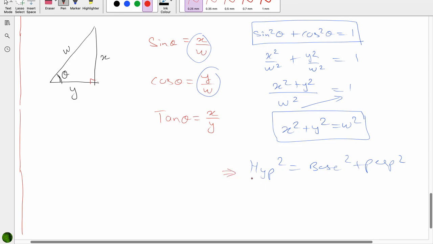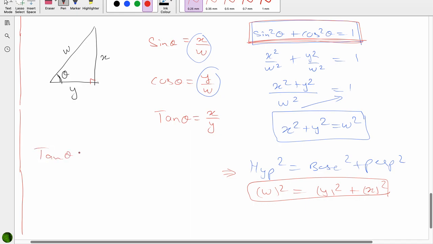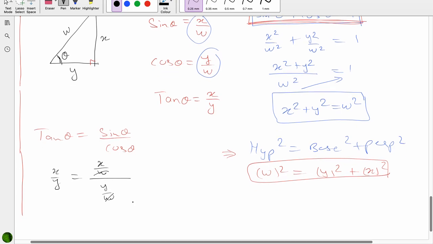This was something you did in grade 6. Hypotenuse square is base square plus perpendicular square. So yes, left hand side is equal to right hand side. You just have to memorize this: sin square theta plus cos square theta is equal to 1. The other thing was tan theta is equal to sin theta divided by cos theta. So I'm just copying the values. Tan theta is x over y, sin theta is x by w, and cos theta is y by w. So when you solve for it, we cancel out this w, and left hand side is equal to right hand side.